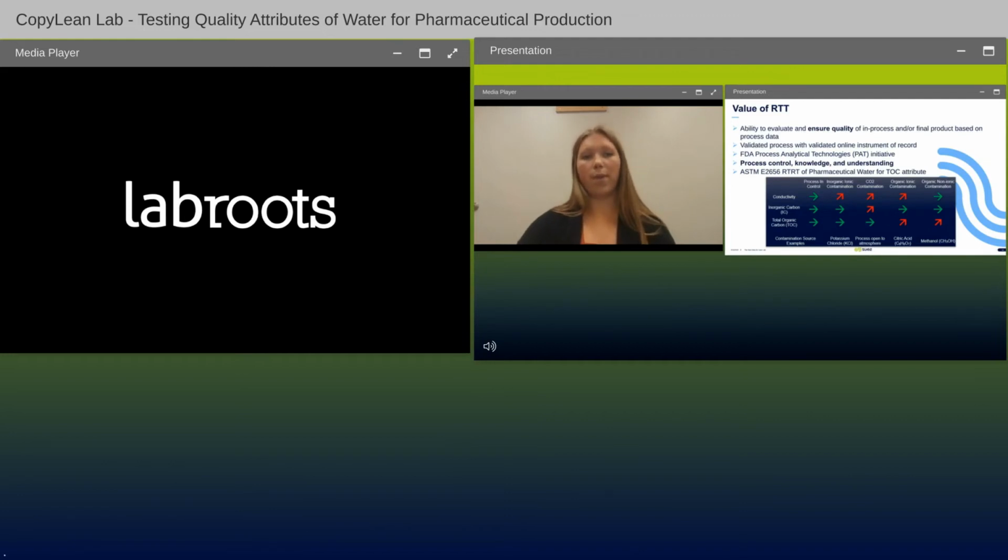Ultimately, through implementing RTT, you will have the ability to evaluate and ensure quality in real time through trending capabilities seen in the graphic below. RTT implementation also provides an opportunity to expand your process analytical technology portfolio to drive progress for the FDA's PAT initiative. And with RTT, you will have built process monitoring, control, and understanding, all while being able to release water into production in real time.